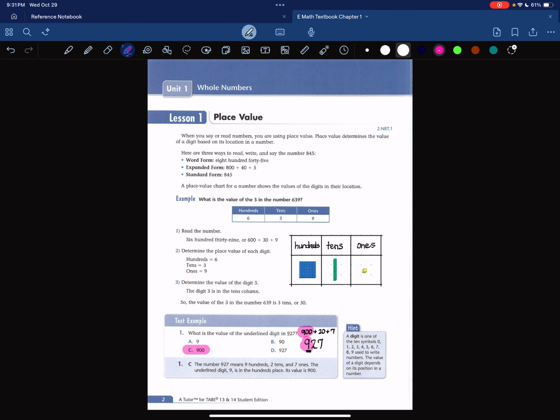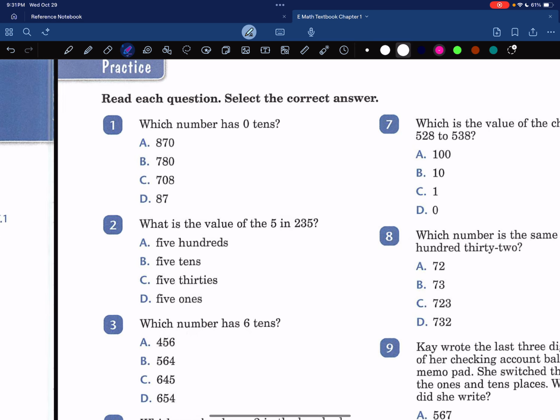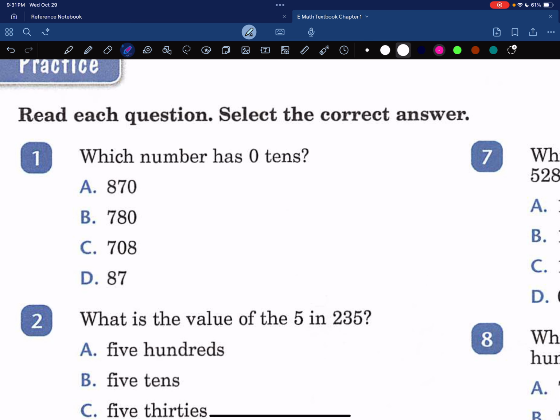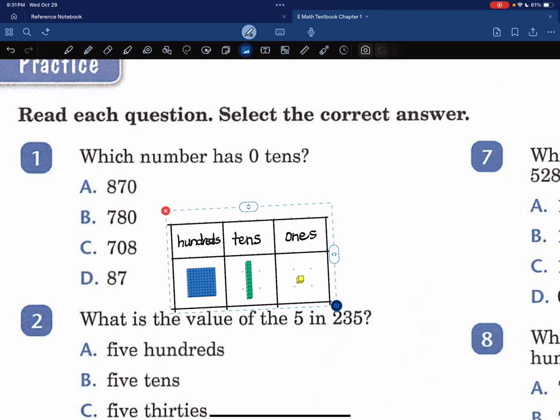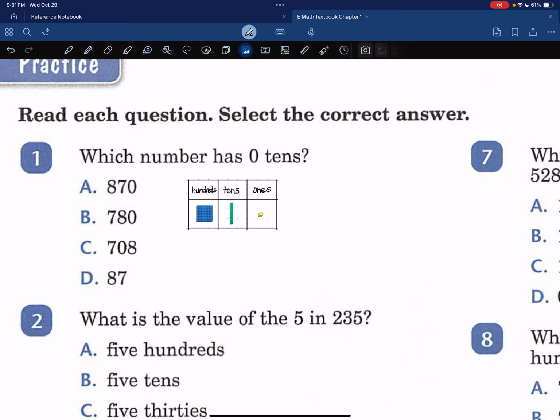Okay, let's practice. Let's go to page 3. Which number has 0 tens? So I'm going to just keep bringing this up here so we can refer to it. The tens is in the middle. So which one of these has a 0 in the tens place?